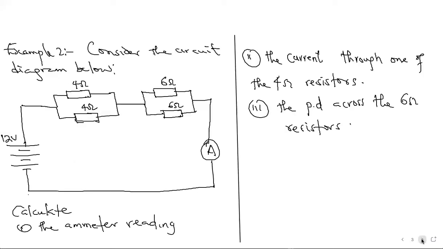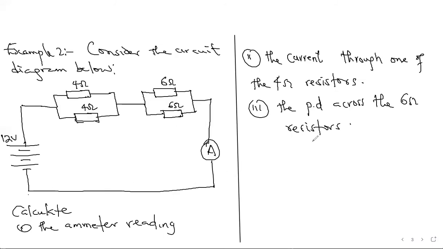So let's look at the second question. Now, you have to consider the circuit below. You have two resistors in parallel, and another two resistors in parallel. You have to determine the ammeter reading, that's the current that will flow through the entire circuit.